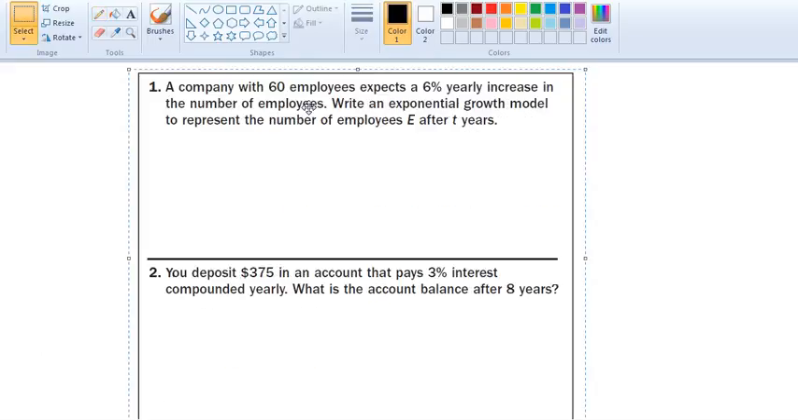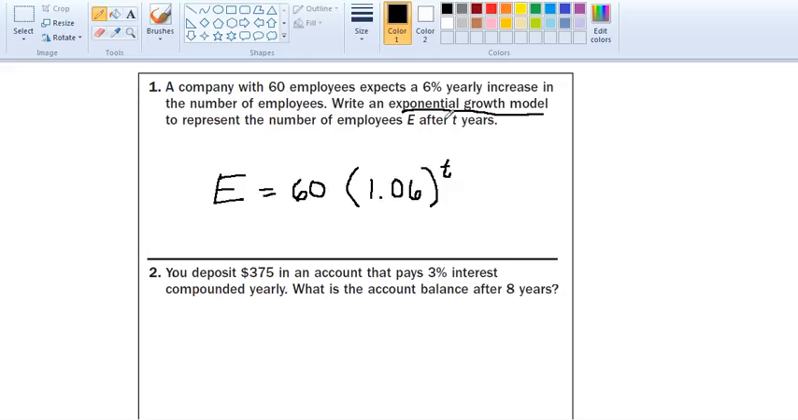And here are the checkpoints. Let's do it like this. We're going to do both of these. I'd like you, in a few seconds, to pause the video and see if you can, in this case, just write an exponential growth model. Not the answer, but just the model for the number of employees after T years. If you need to flip back to the first page, go ahead and do so. But go ahead and pause the video right now.